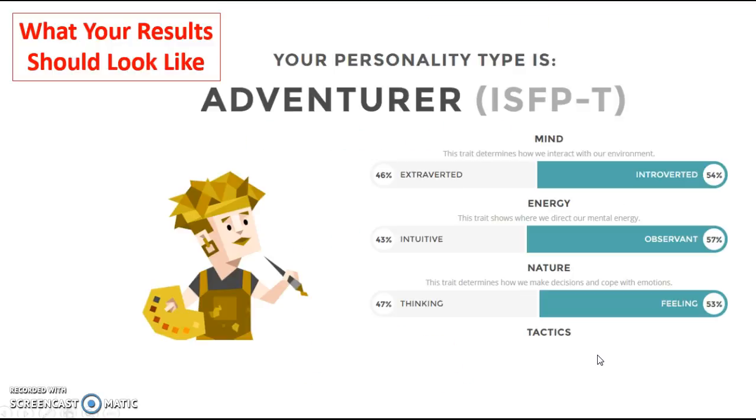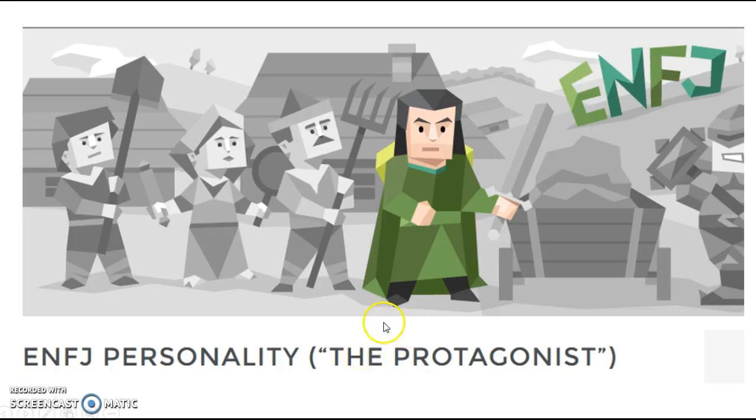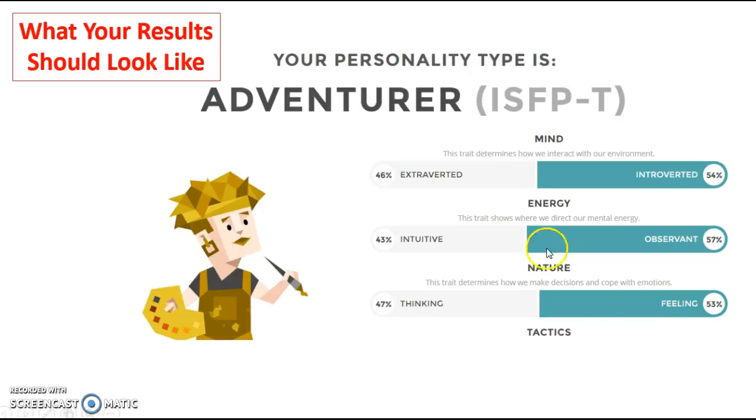So hopefully everyone has taken your test, and your results should look something like this. Obviously there are 16 different personality types, so I just picked a random one. My personality is actually ENFJ, the Protagonist, if you're interested, but we're going to work just with the Adventurer as an example today.